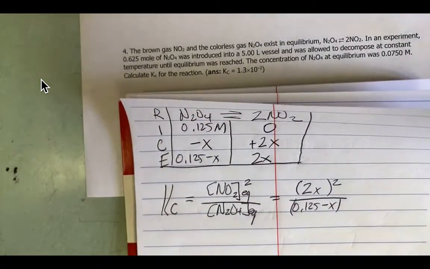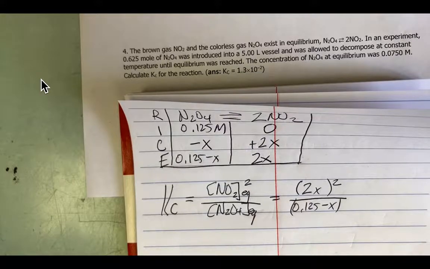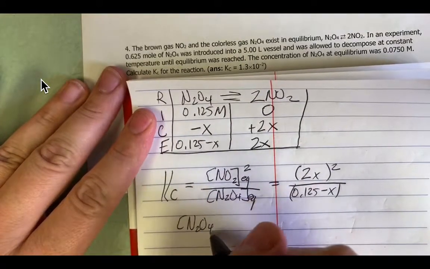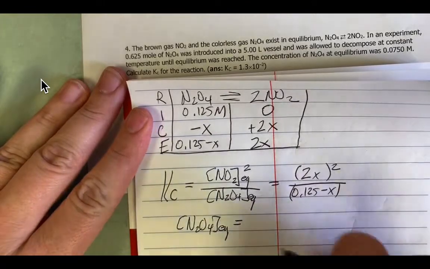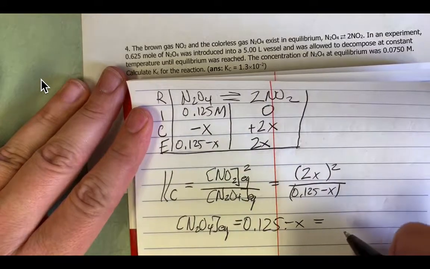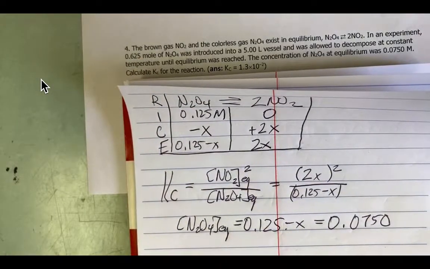Well, this kind of problem, which I call an easy ICE problem, is when we're given information about the concentration of any one of the species at equilibrium, because that'll allow us to solve for x. And so we're told that the concentration of N2O4 at equilibrium is equal to, we've already said mathematically, 0.125 minus x. And that expression is equal to 0.0750. Well, now we can solve for x.